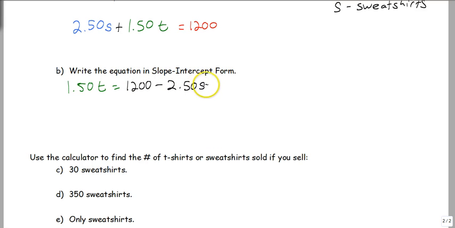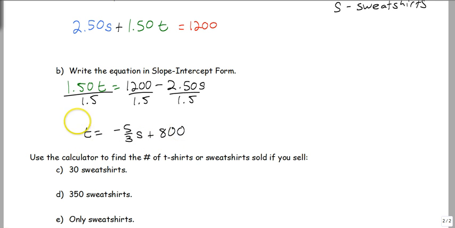$2.50 S. And then to finally solve, so it's in slope-intercept form, we divide everything by 1.5. And T is equal to, and you can think of this as Y, is equal to, I'm going to put the slope first. This turns into negative 5/3 S. And then this becomes plus 800. Okay, so we now have a slope-intercept form equation relating T and S.